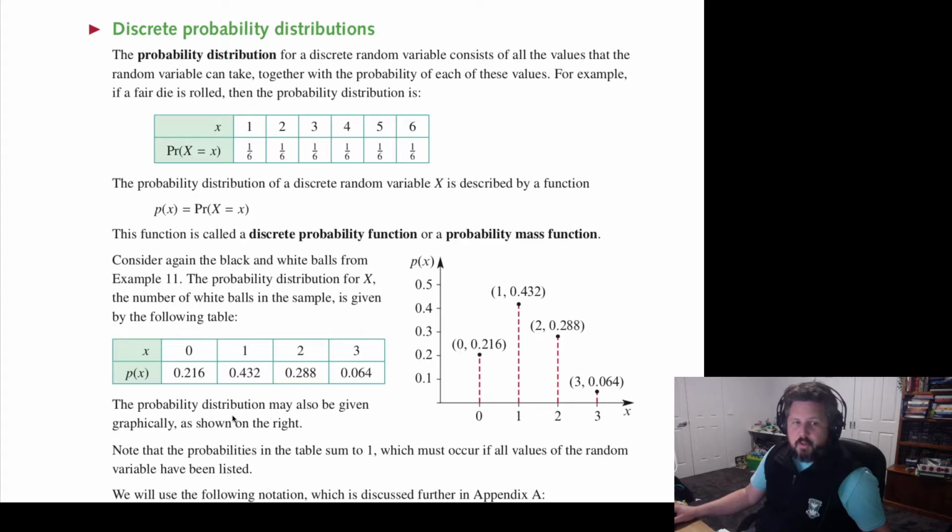Another thing that you should note is that the probabilities in the table all add together to 1. And that must occur if all the values of the random variable have been listed.